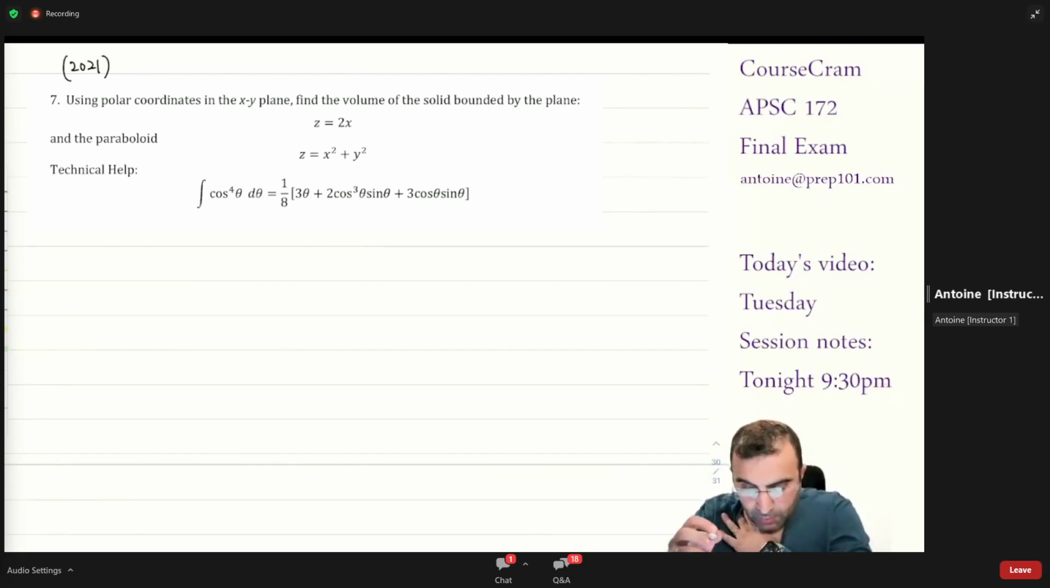Use polar coordinates in the xy plane to find the volume of the solid bounded by the plane and the paraboloid. Well, this paraboloid starts at the bottom, right? So it starts like this. And we have a plane z equal to x that's just going to cut it. So it's a part of the paraboloid going like this, and then it's being cut by z equal to x.